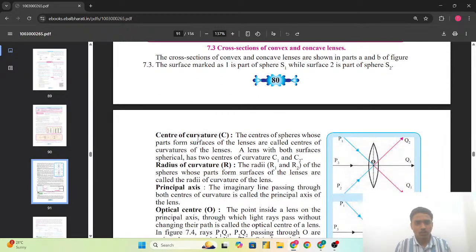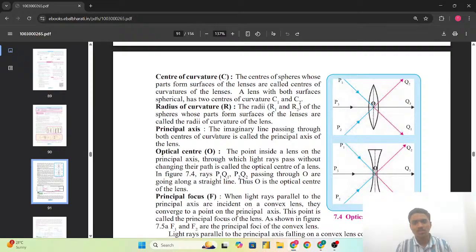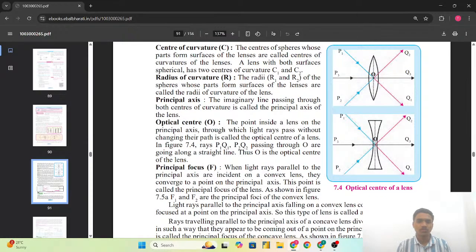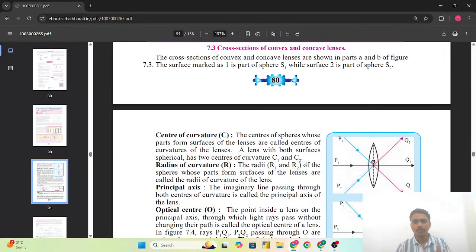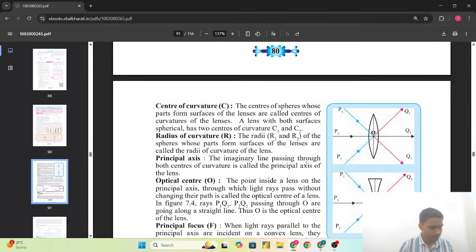So, center of curvature, radius of curvature, principal axis, optical center, principal focus, all these terms that we have studied with respect to mirrors in class 9, we are going to study all these terms and concepts now with respect to lenses.